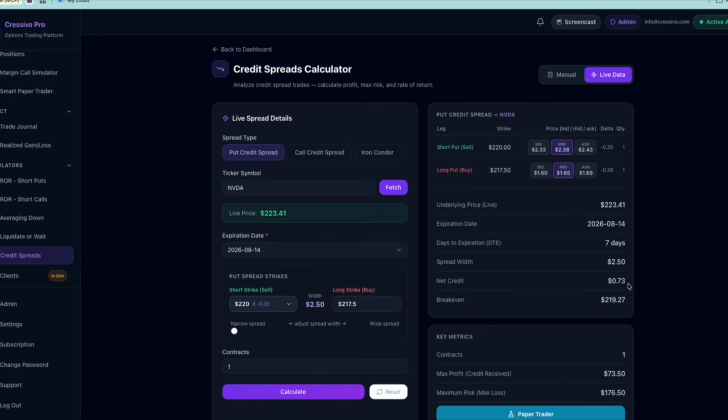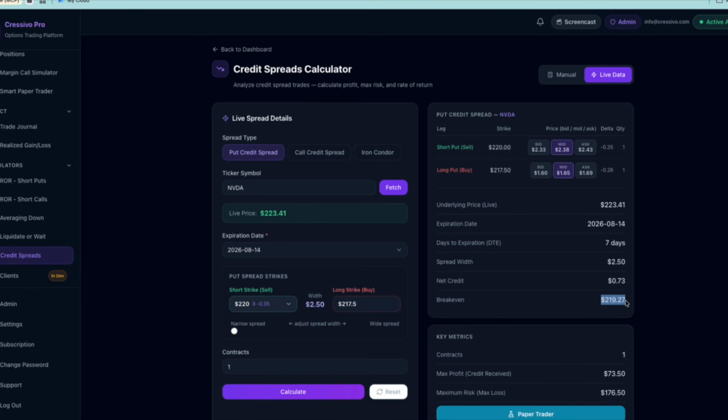For an example, this trade gives us a credit of 73 cents. Because each contract represents 100 shares, that means that $73 would get dropped into our account right when we make the trade. And the most that we can lose on the trade is $176.50. That's our $2.50 spread, less the credit that we received. Now this app even tells us where our break-even point is, meaning that Nvidia can drop to $219.27 before you even lose any money. So you know ahead of time before you make the trade.